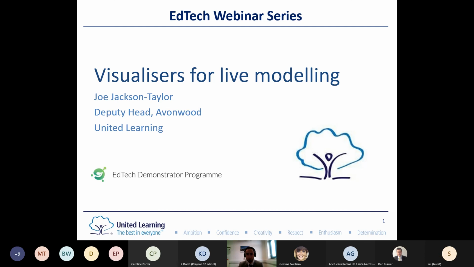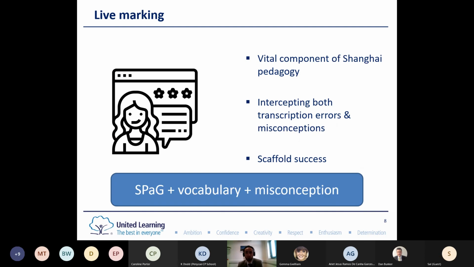I think the switching between applications is one of the challenges, of course, of maintaining pace within a live lesson. Live marking, another important aspect that visualizers can be used for, both in a bricks and mortar classroom and in a remote environment, and therefore equally important for a blended environment if you've got perhaps some children self-isolating in the forthcoming weeks or months ahead. So live marking, incredibly powerful.